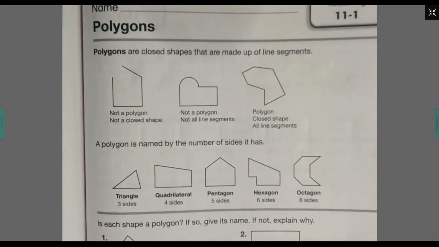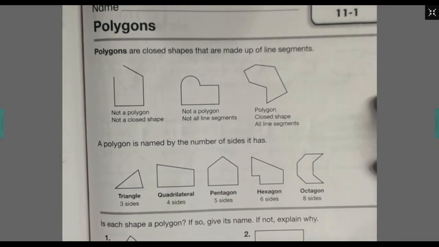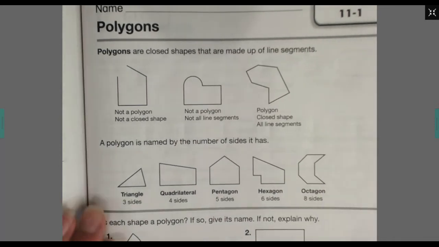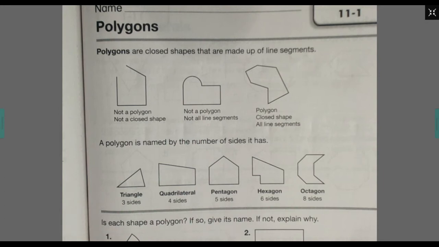In this video, we're going to be looking at 3 different lessons in enVision. They all relate to each other, so we're just going to quickly go through those 3 lessons and talk about some of the things that they cover.